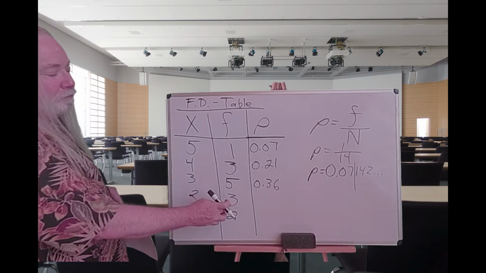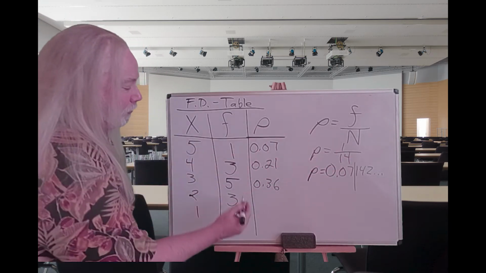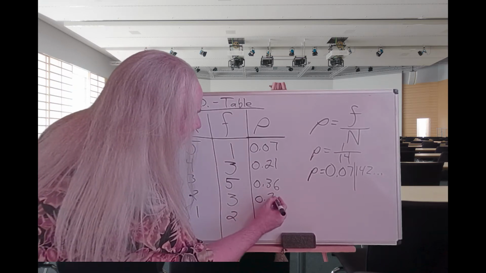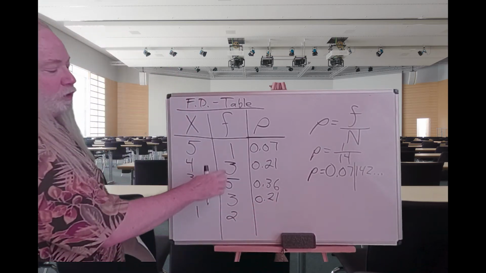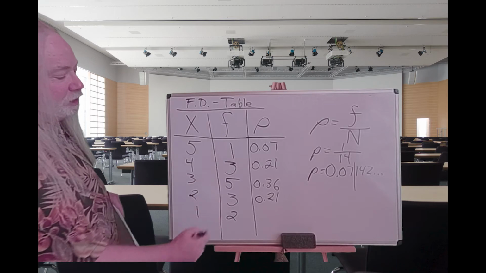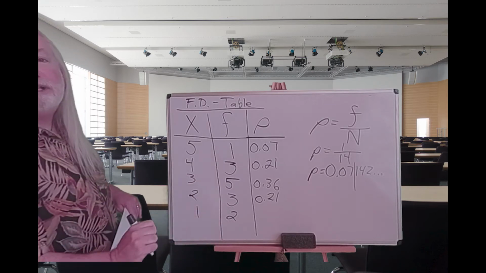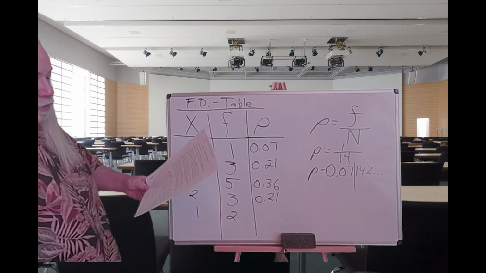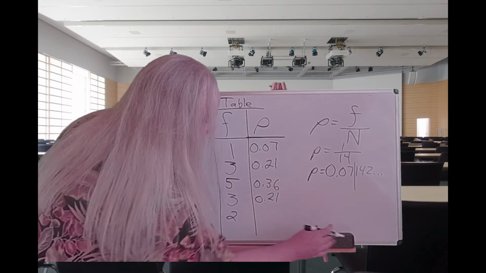Well, again, there's 3 of them. 3 out of 14 is, again, 0.21. 3 out of 14, 3 out of 14. Same proportions on either one. And lastly, what proportion of my data is associated with raw scores of a 2? And that is 0.14.